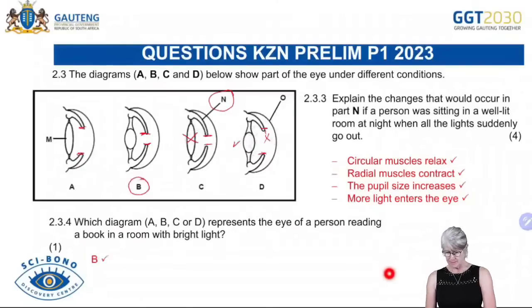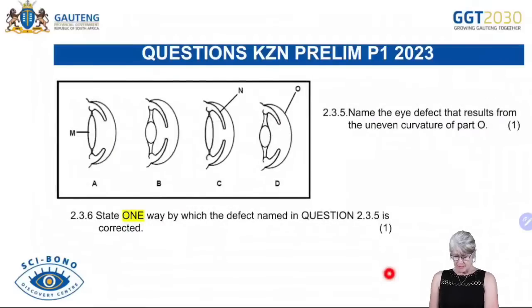C, yes, okay. All right, and then the next one, they ask us, name the eye defect that results from the uneven curvature of part O. And remember we said part O is our cornea. And remember we said if it's not nice and even, then the eye defect that we suffer from is called astigmatism.